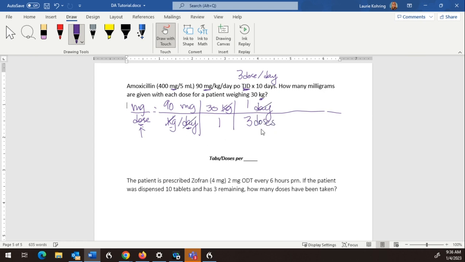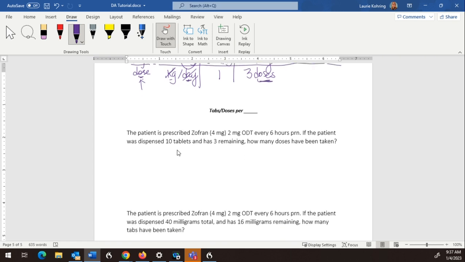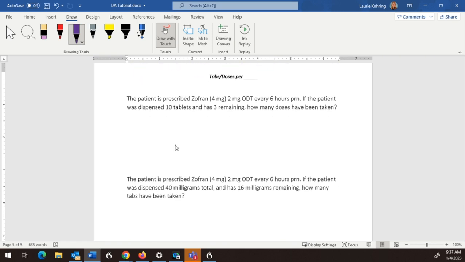Day will cancel out, and I have doses on the bottom, which is what I need, and milligrams on the top. So I can go ahead and multiply across and divide by the bottom. All right, this is the other common blunder problem that people have trouble with.